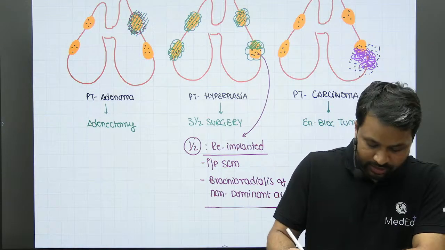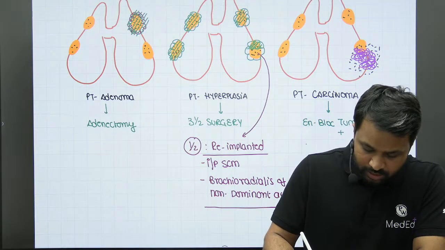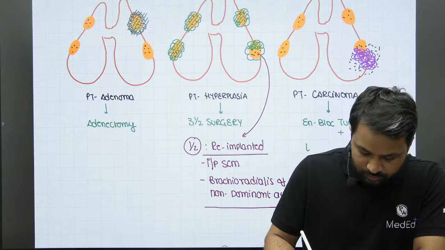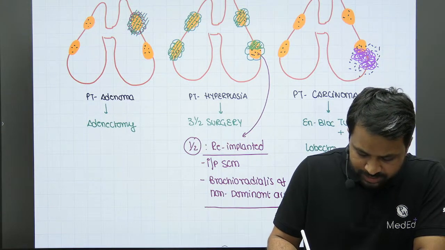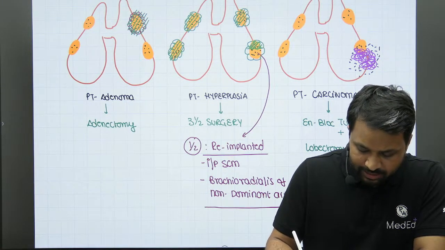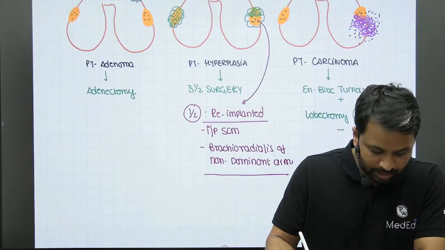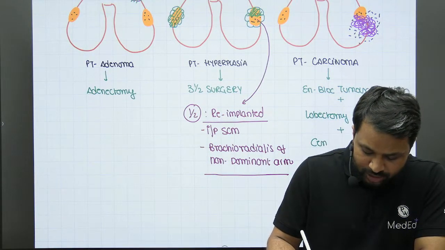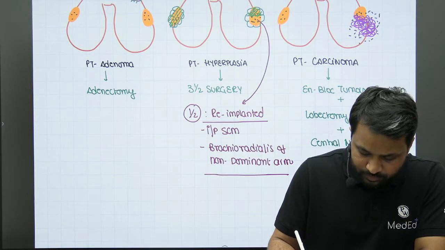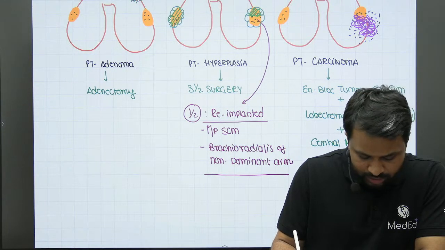In order to achieve this, I have to do, let's say, a lobectomy. That is lobe plus isthmus. Earlier it was called hemithyroidectomy, so some textbooks will still mention hemithyroidectomy. But we have recently learned that the term hemithyroidectomy is now replaced with lobectomy. And then we'll do a central neck dissection as well.